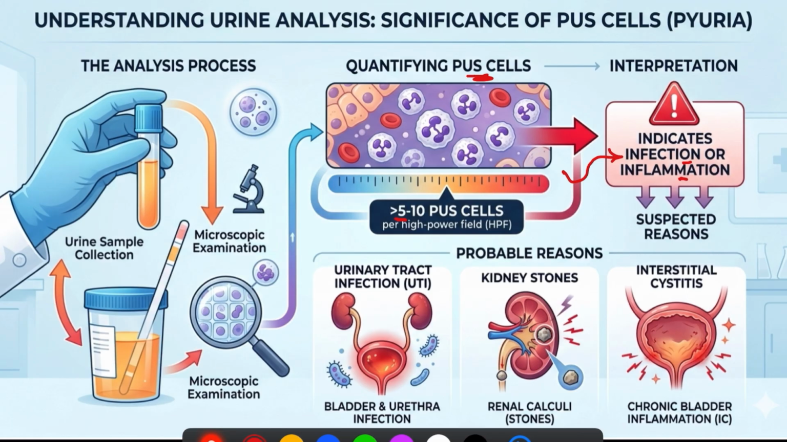So we have to know a few of the reasons for these increased pus cells or WBCs. For example, infection, mainly urinary tract infection, whereas inflammation might be due to irritation by kidney stones or interstitial cystitis. So these possibilities we have to keep in mind. Seeing pus cells will not always indicate urinary tract infection. So this is the first thing we have to know.